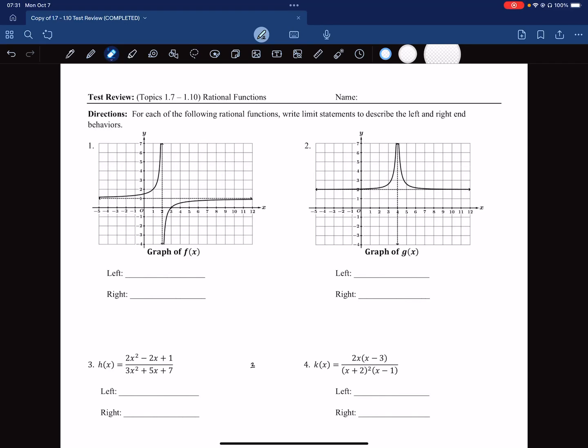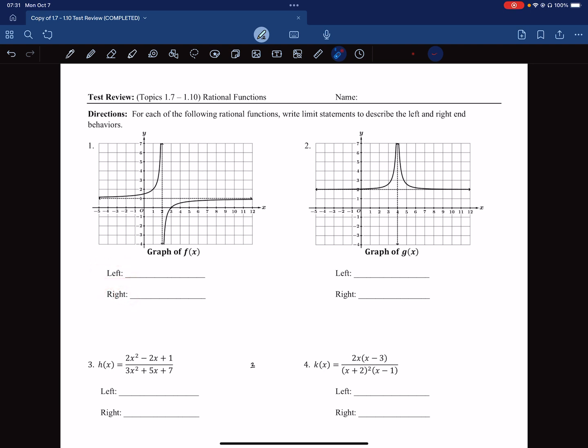In this video, I'm going to go over a few questions on the test review for topics 1.7 to 1.10. Looking at these first few questions, make sure that you understand that we're writing the left and right end behavior. You're looking at what happens as the graph goes to the left and as the graph goes to the right, making sure that we write our limit statements correctly based on what it's asking.